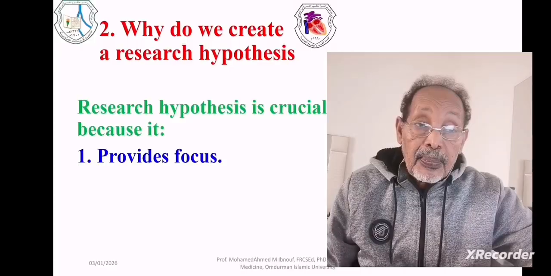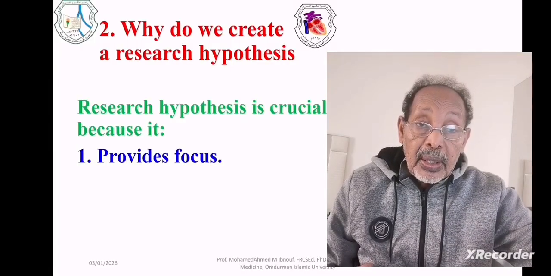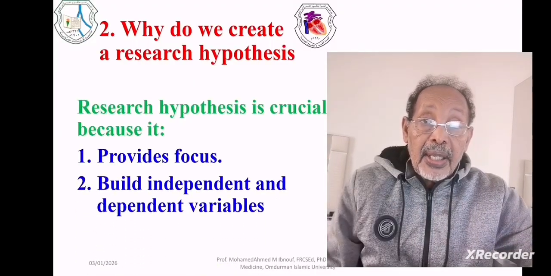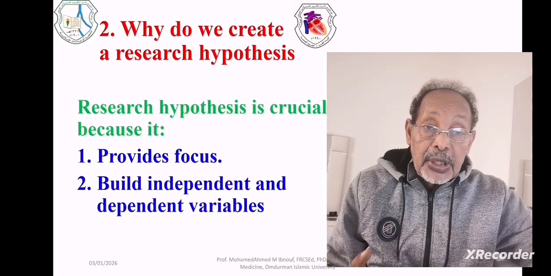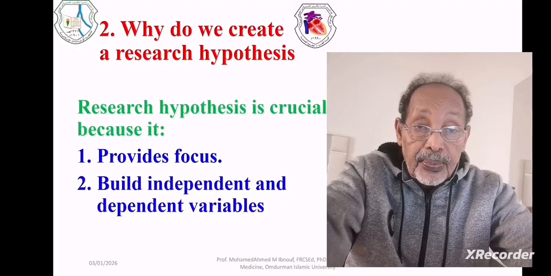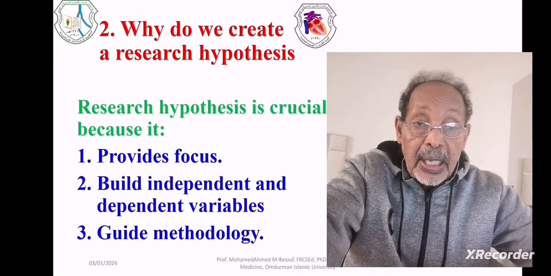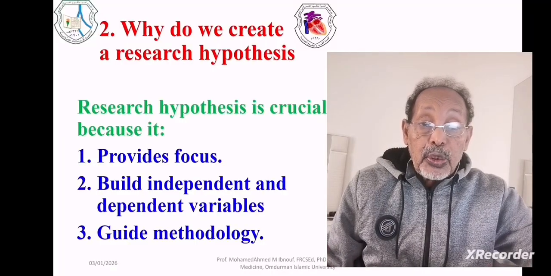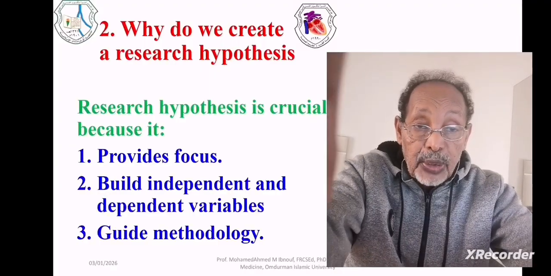We should think how the outcomes will appear, will be. Also, we should focus in that area. And the hypothesis should help us to build independent and dependent variables, and we will discuss this in the coming slides. To build variables, independent and dependent variables for the study. And the hypothesis should guide us to choose the appropriate methodology and hence the appropriate statistical method.